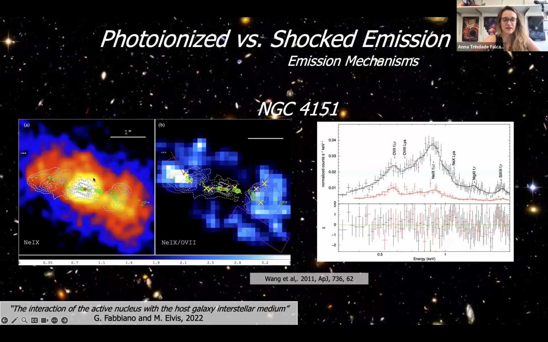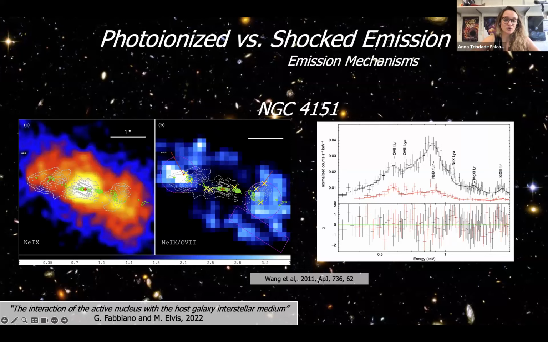If I remember correctly, there are lots of papers on this galaxy. And this is actually one of the interesting things about working with these targets and working with the AGN-ISM interaction: you can see the evolution of your knowledge on each target with each passing time.